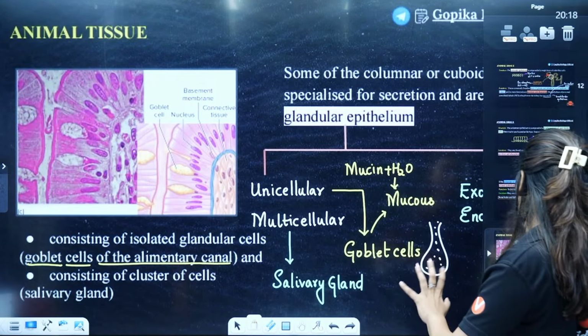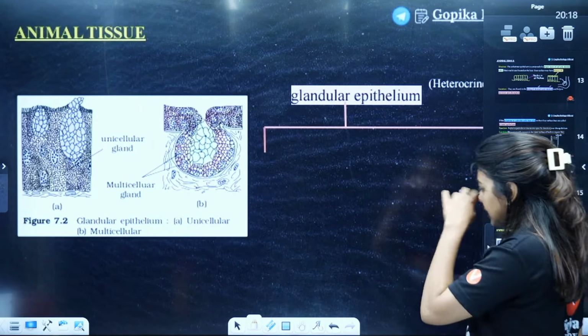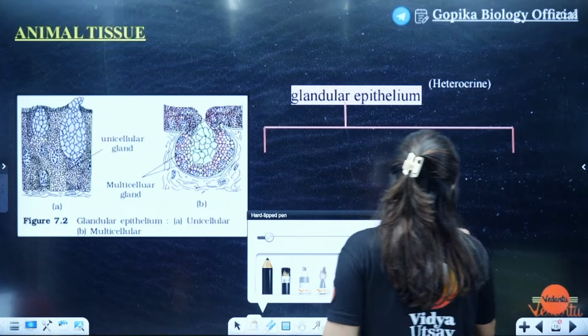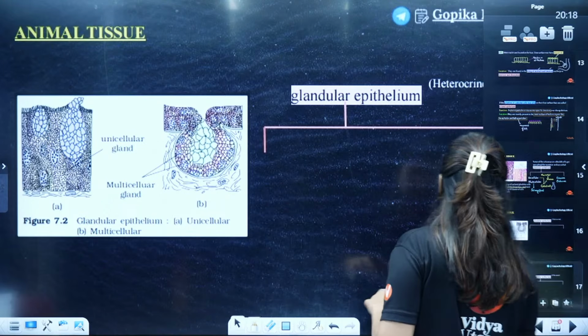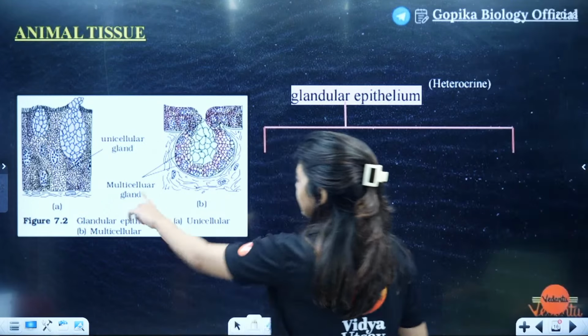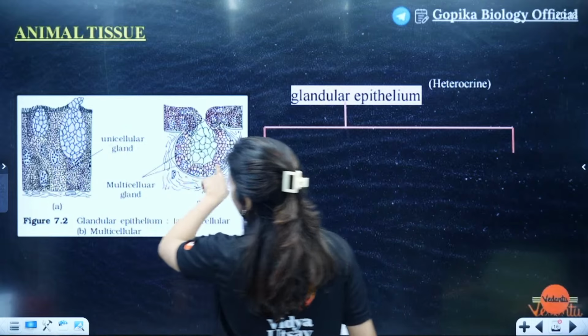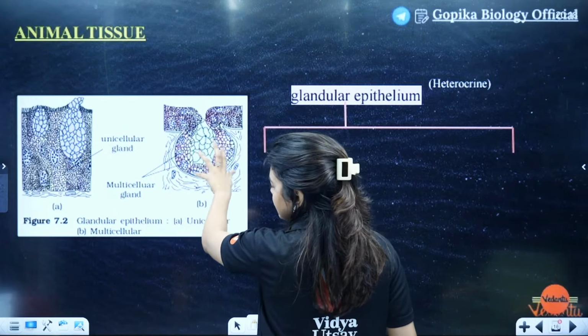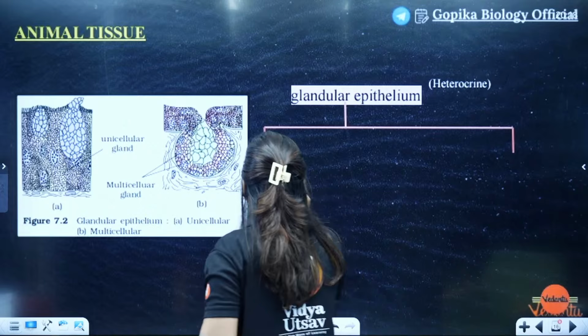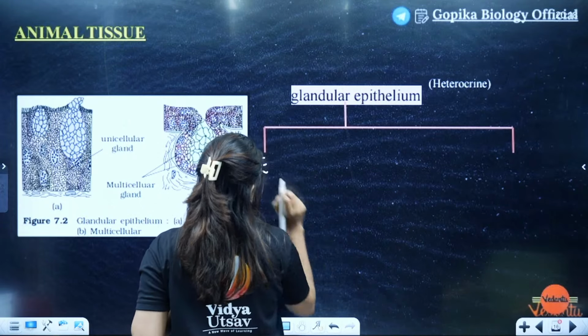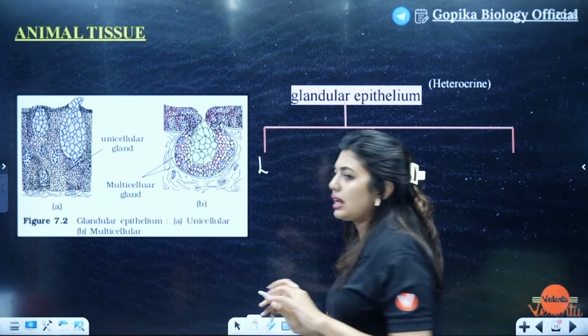Now, exocrine and endocrine, I'll take it in the next slide. Now, students, look here, can you see how the goblet cells are there, how your salivary glands are there? Multicellular. Now, the next classification I told you was exocrine and endocrine. Exocrine and endocrine is very simple.